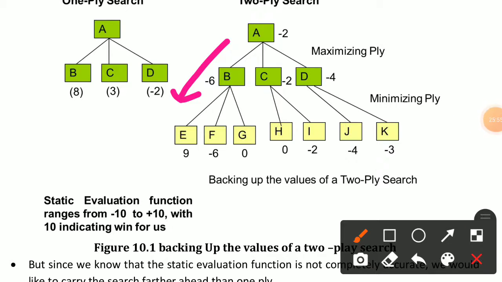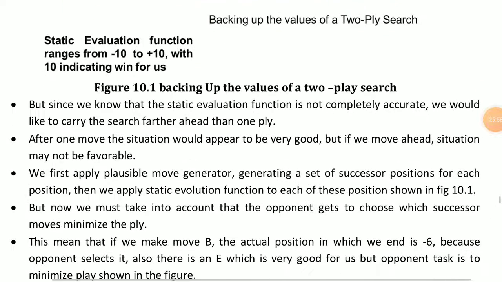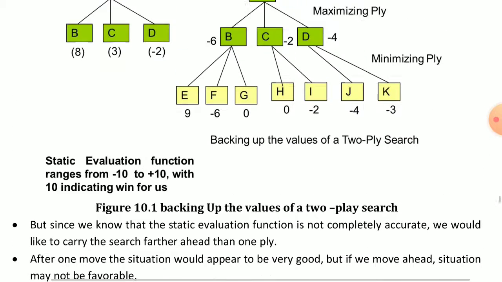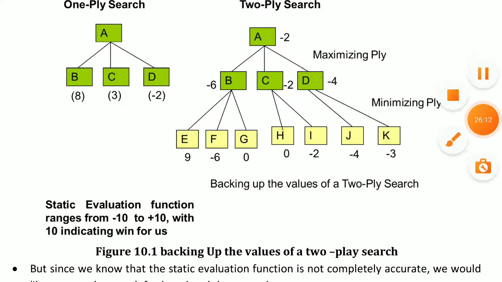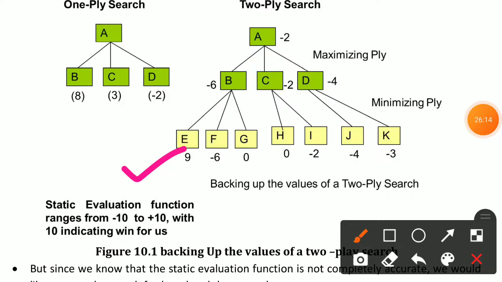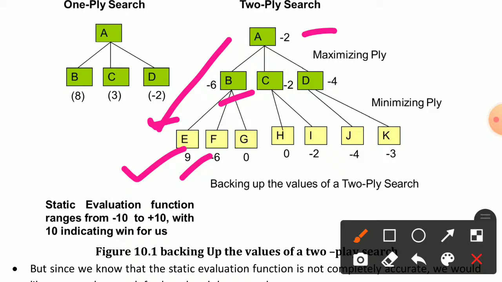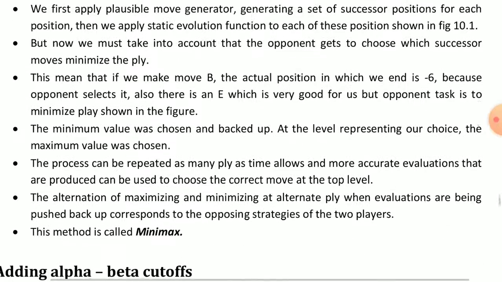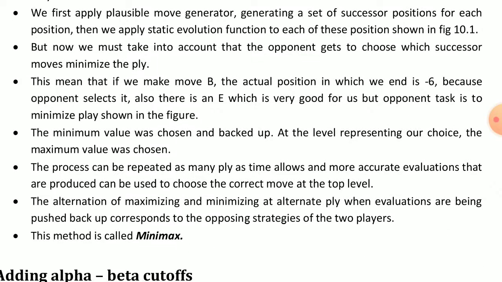Then we can select the E, and E is very good for us because its value is +9. We can select this path. We can start with A, then B, then E. Now E has the +9 value, which means its position is very good.